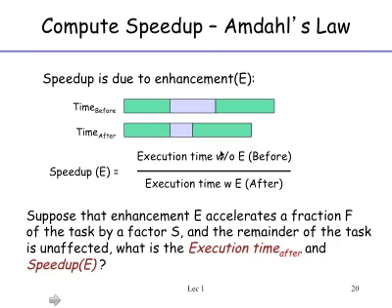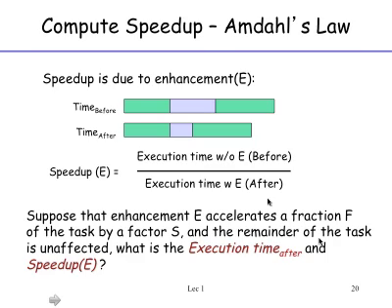We say that this fraction is accelerated due to the enhancement by a factor of s. So the time that you spend in this phase is reduced by half. Let's say by a factor of 2. That's what this s means. So the factor is how many times this fraction is reduced.